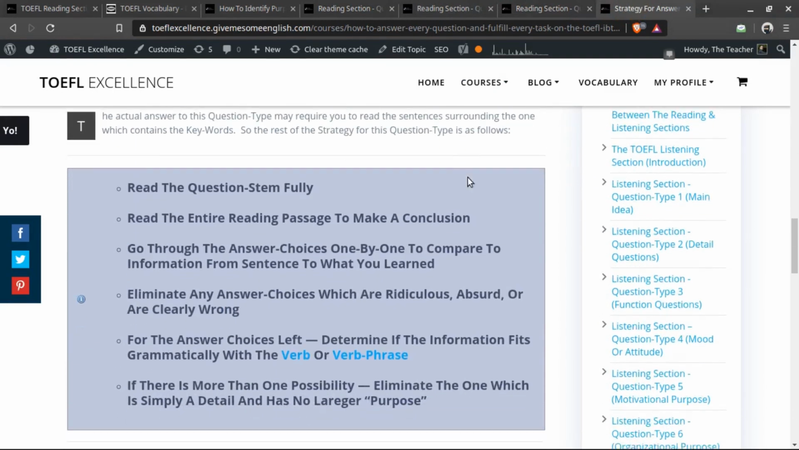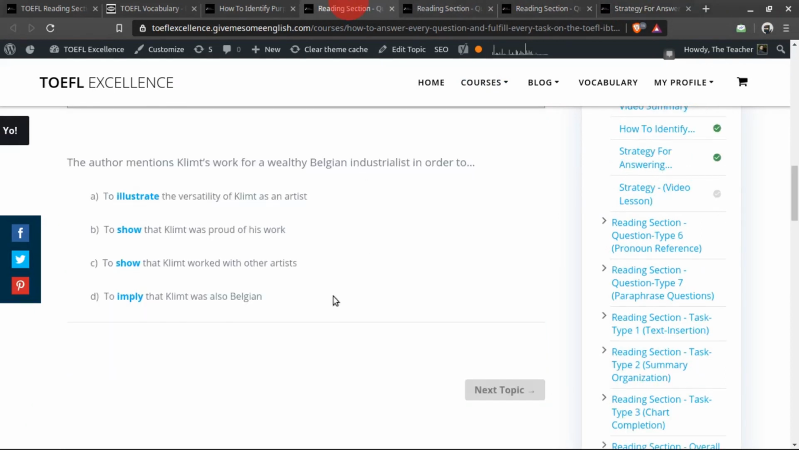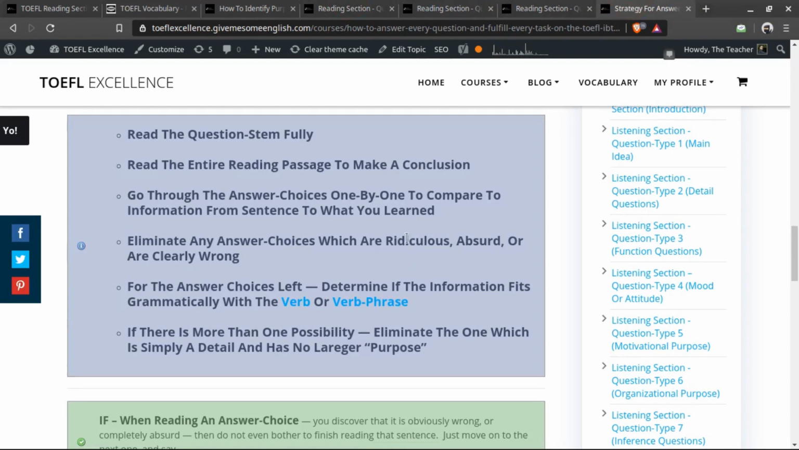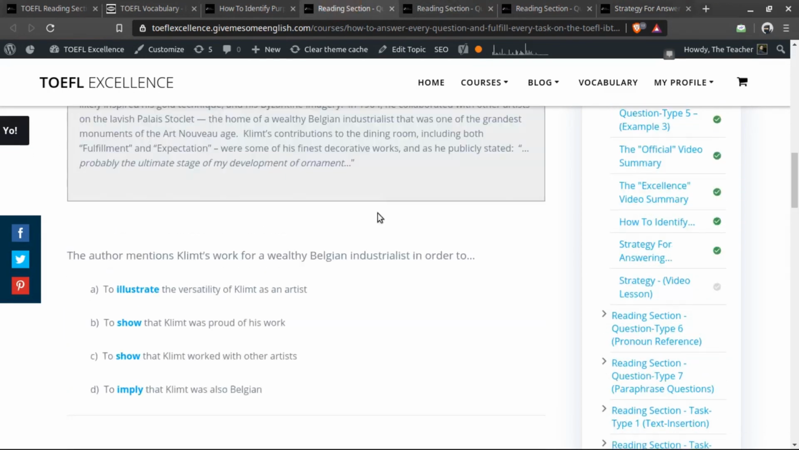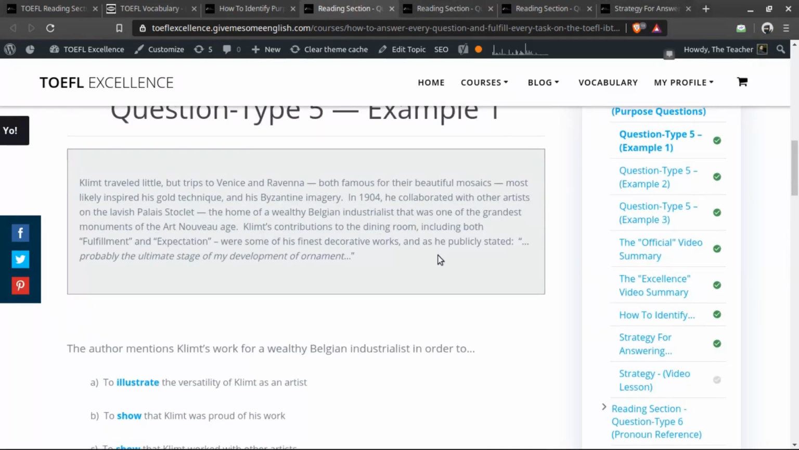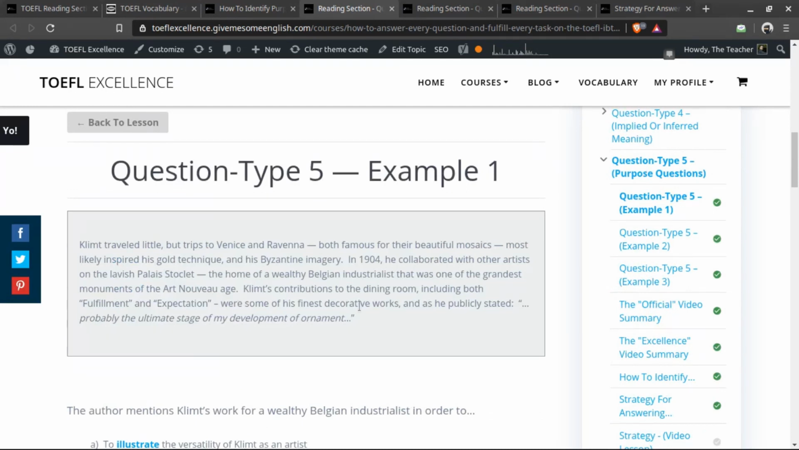So let's go through the step-by-step procedure. First of all, you need to read the question stem fully. That will give you the idea of the information that they're looking for. And with this question type, this is probably the only one where I would say that you should just read the entire reading passage after you read the question stem, even though there are keywords to show you where that information is. In almost all the cases, the actual answer or the information that will give you the answer is not going to be in the same sentence.